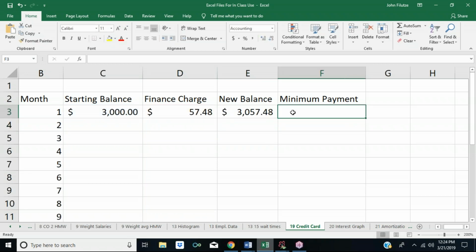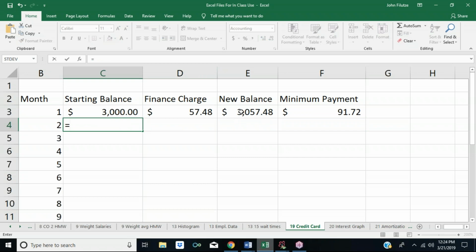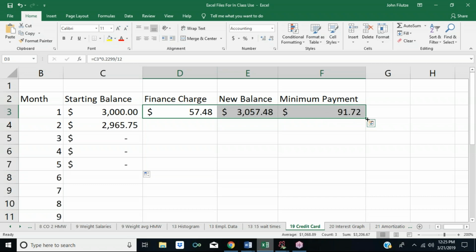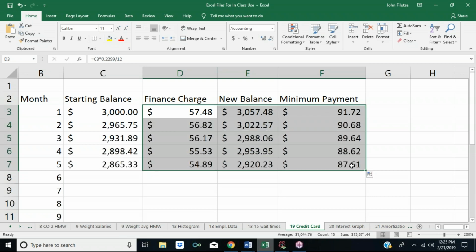And then you can go back and review this video when you're doing your assignment. I would recommend you do that. And then the minimum payment, I think that was 3%. So we're going to take equals the new balance times 0.03. And then the next month's balance, remember, was equals the new balance up here minus the payment that they make. And then we can just drag these down and it'll fill them in for us.